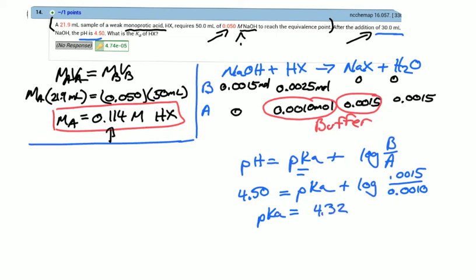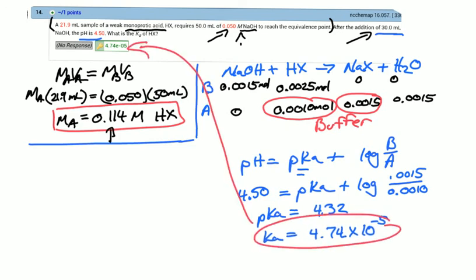4.32, and then when I anti-log it, I get 4.74 times 10 to the minus fifth. And you'll notice that that answer matches our key. So it looks like that's an appropriate approach. So compartmentalize your thinking and you can make your way through it.